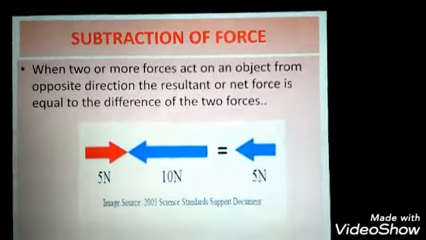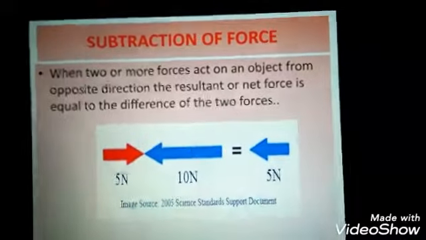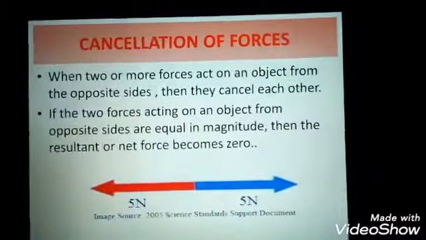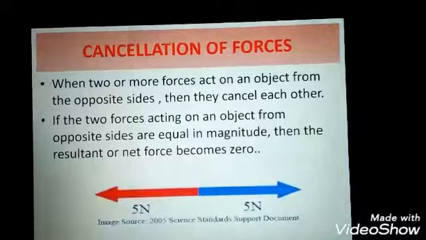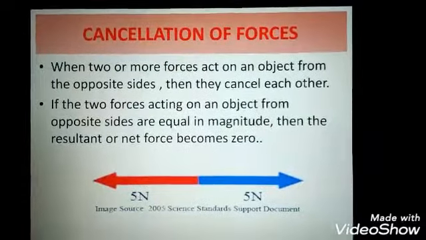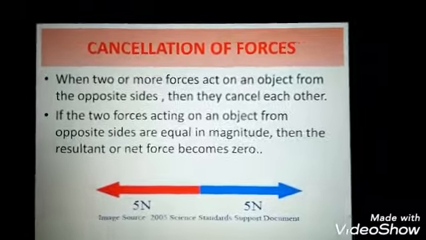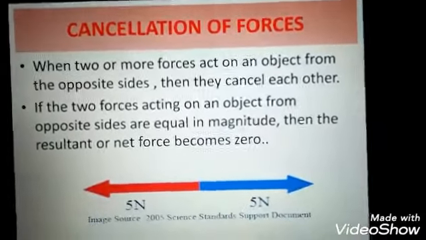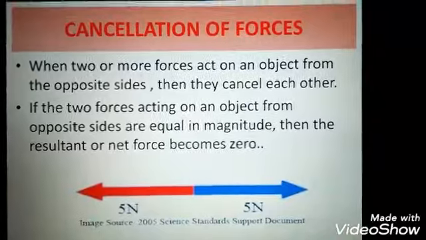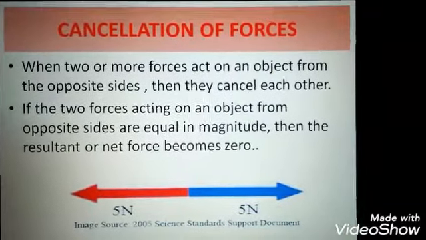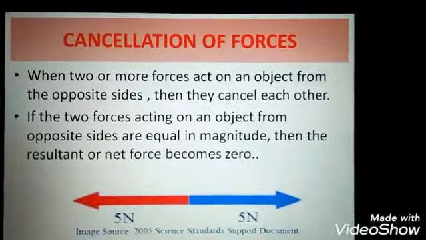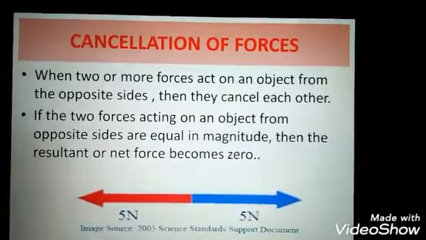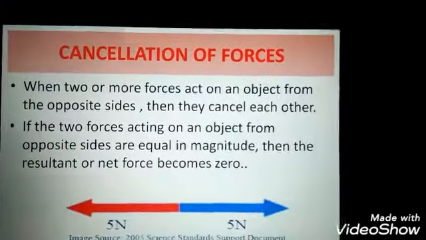Clear? Now the third case is cancellation of force. How and when do the forces cancel each other? When two or more forces act on an object from opposite directions, but they have the same magnitude. For example, you also pulled the table towards you using 5 Newton, and the same force was applied by your friend from the opposite direction. He was pulling the table using 5 Newton force, and you are also pulling the table towards you using 5 Newton force.